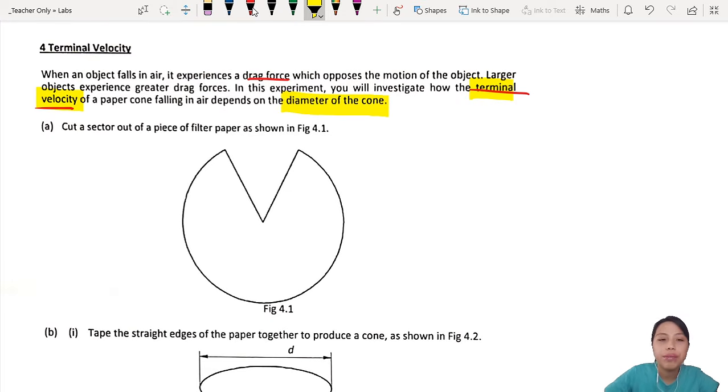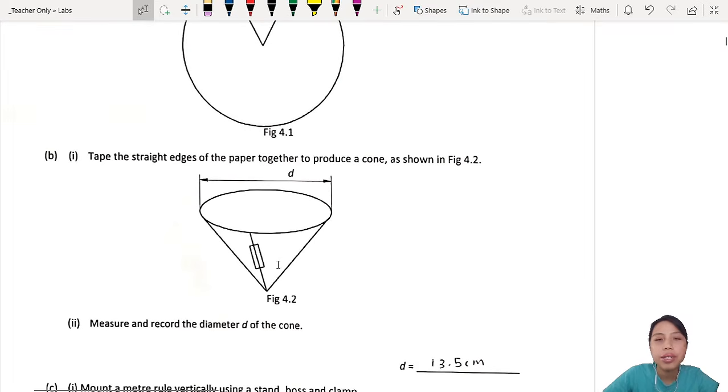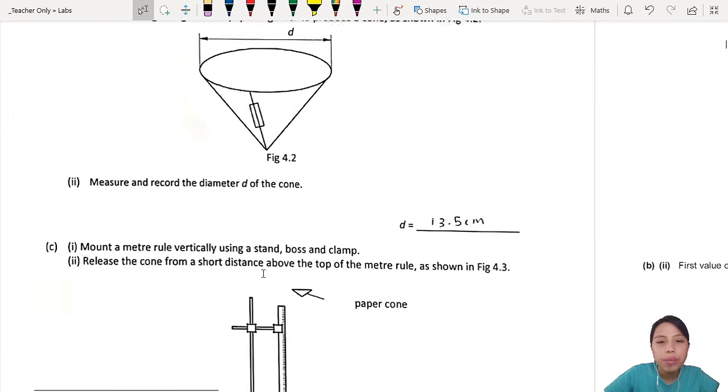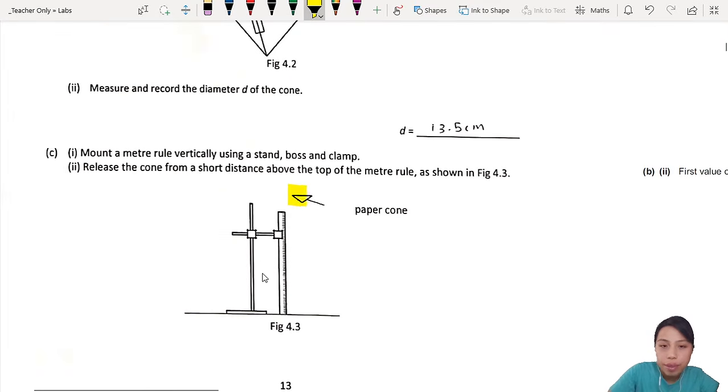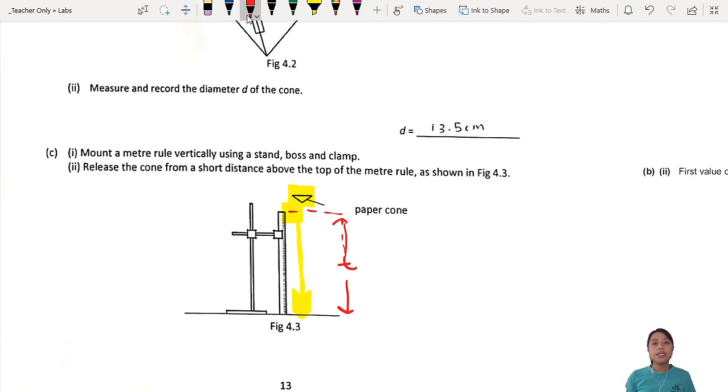So they'll ask you to cut a filter paper and tape it together. This is the cone. Once you have a cone, you put it very high up, then you drop it, then it falls. And then you take the time. How long does it take to fall from the top of the ruler to the bottom of the ruler? Here you take time. How long it takes, that's all it is. Oftentimes, question 2 can be easier than question 1 in setup. Not necessarily, sometimes. But generally, it's a lot of uncertainty.